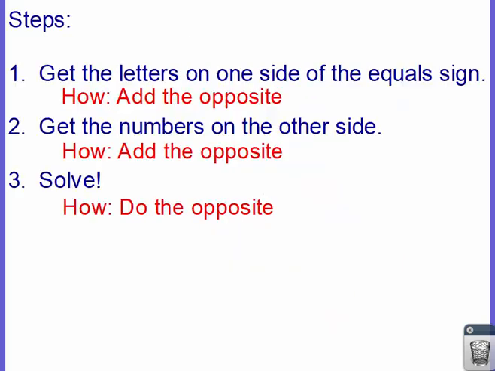There are 3 basic steps that we go through. Get your letters on one side of the equal sign. How? We add the opposite. Step number 2, get the numbers on the other side of the equal sign. And then how do we do that? Add the opposite. And then once the numbers are together on one side and the letters are together on the other side, we can then solve for our variable by doing the opposite. And that's all there is.